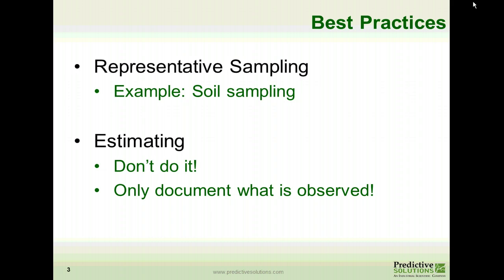The next thing is estimating. Don't do it. For example, if you have 500 people on a job site and you go through an entire day and don't see anybody not wearing their hard hat, so everybody you saw wore a hard hat, you can't go and say 500 safe observations. Only document what's observed. So if you actually physically saw 500 people, you can put 500 observations. If you only physically saw 50, you can only put 50 observations.